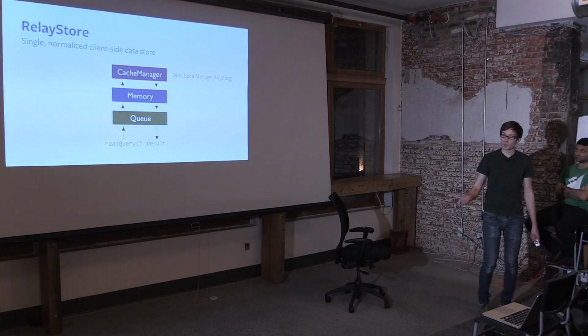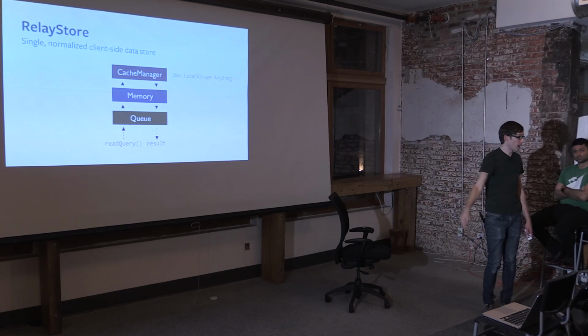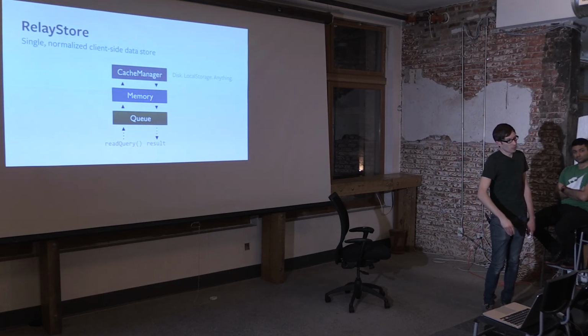So this is the Relay Store. Three layers of identical stores, a queued store for in-flight mutations, errors and rollback, an in-memory store for regular operation, and a cache manager for cold storage across boots of your application, either in web or in mobile.